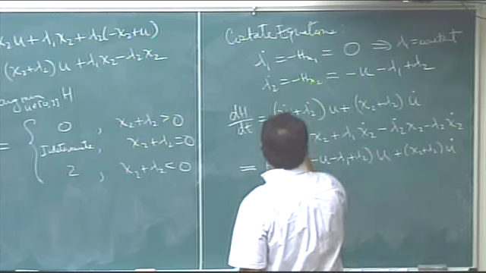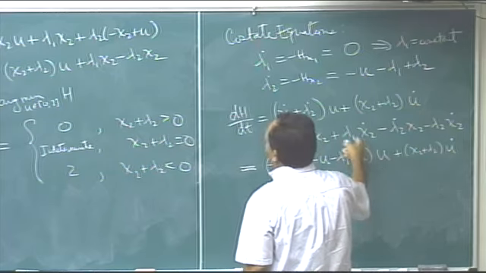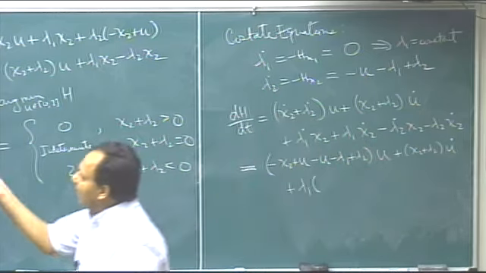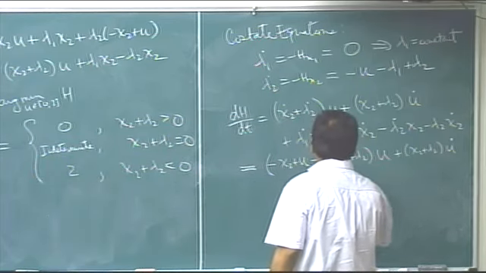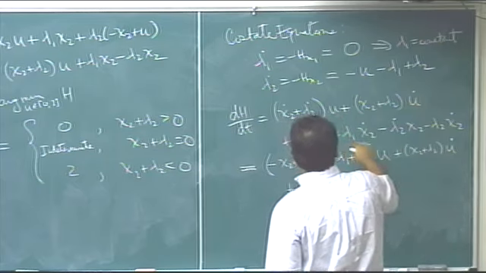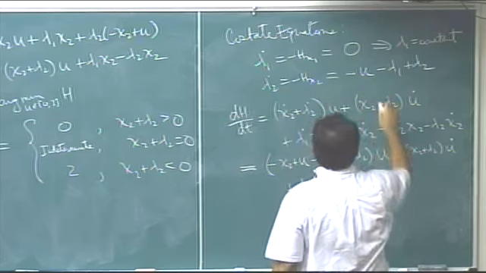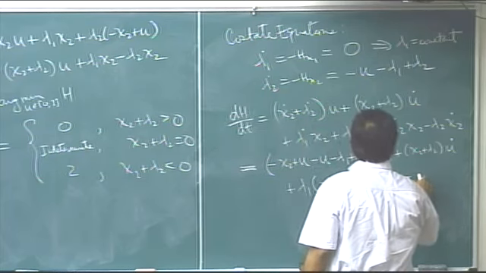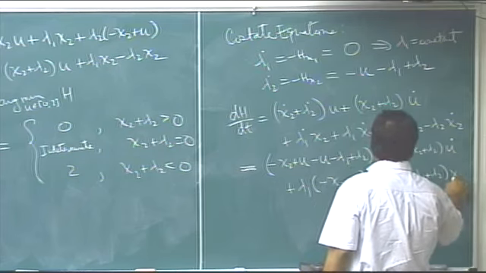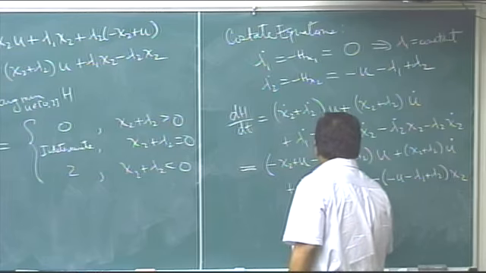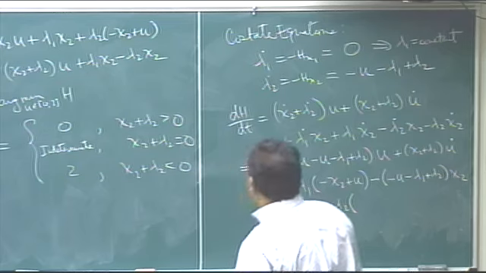Now lambda 1 is a constant, so this thing drops out. And I get plus lambda 1, and then I've got x2 dot. But x2 dot is equal to, again, minus x2 plus u. So I've got minus x2 plus u. So that gives me this term here. And then I've got minus lambda 2 dot. But lambda 2 dot is equal to minus u minus lambda 1 plus lambda 2. And then I've got times x2. And then I've got minus lambda 2 times x2 dot.